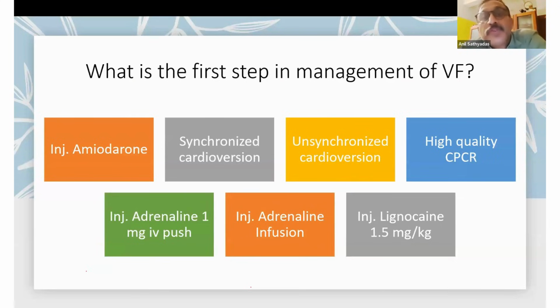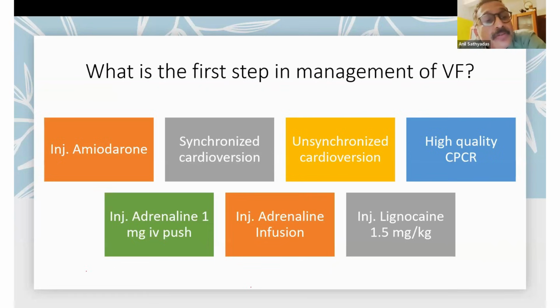So this is a question for you. What is the first step in the management of VF? Suppose you have a cardiac monitor, not a defibrillator. Okay, suppose, or you have a defibrillator, we check the rhythm, we see VF. What is the next step that you do?